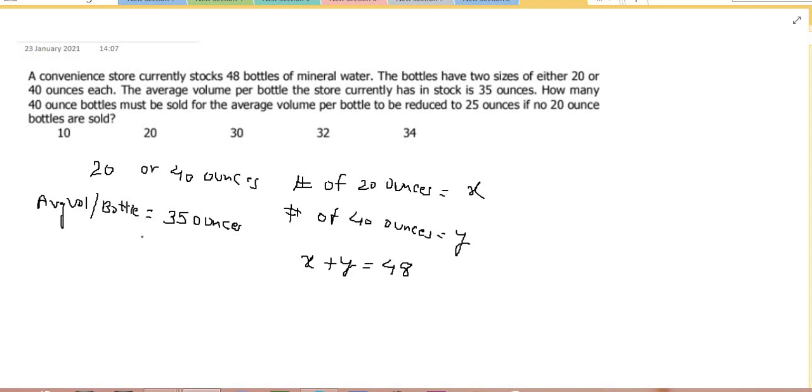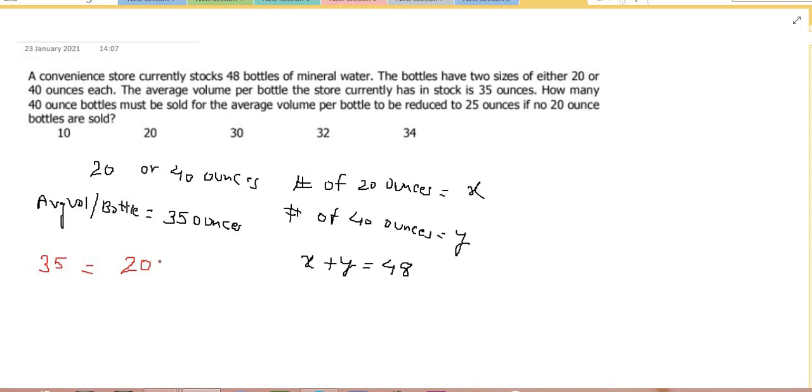We are given the average volume per bottle is 35 ounces. Okay, so let us formulate this. So we know the average volume per bottle is 35. Now how will you get it? So how do you calculate average? Average is total divided by number of items, right? So first of all, we need to figure out the total volume of water that's available in all the bottles.